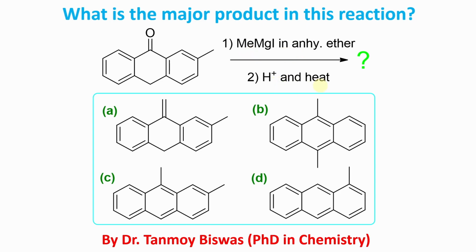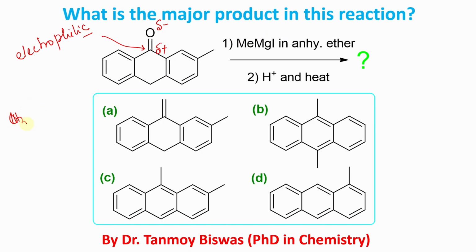What is the product? Students, when you get such a question, you need to understand the reactivity of both reactant and reagent. If you look at this molecule, this carbon is delta positive, this is delta negative. So you can say this carbon center is electrophilic. Electron deficient, it's electrophilic. So any group having more electron density can attack here.